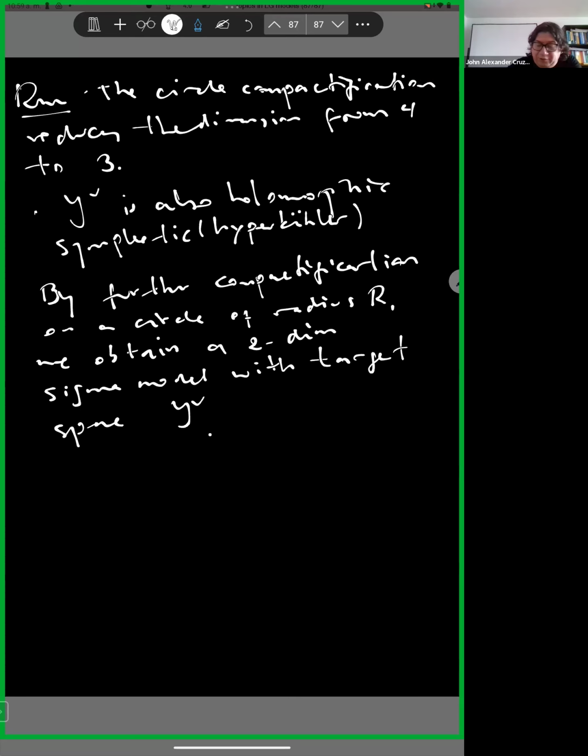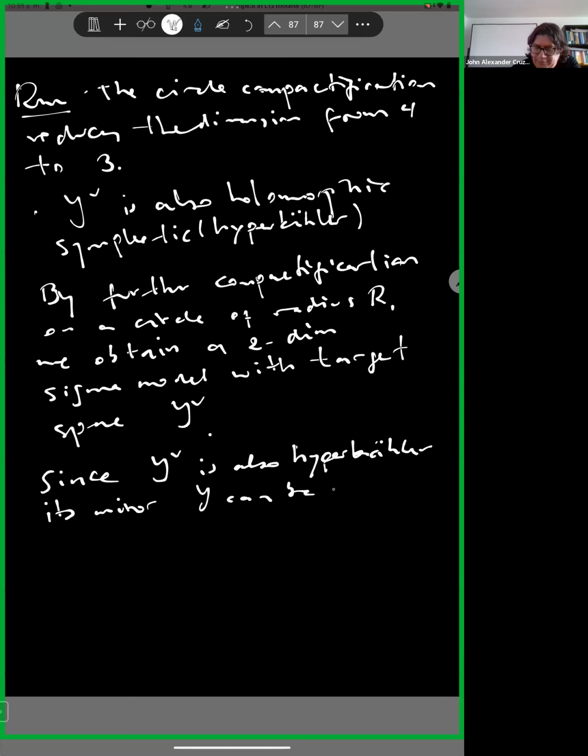So we have this sigma model, and actually this is hyperkähler. So there is this trick in mirror symmetry. Since Y check is also hyperkähler, we can get its mirror Y by a hyperkähler rotation.